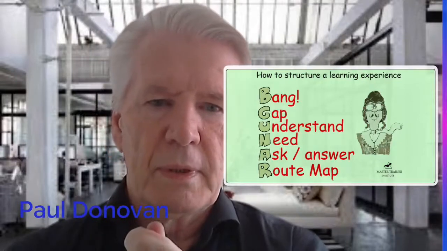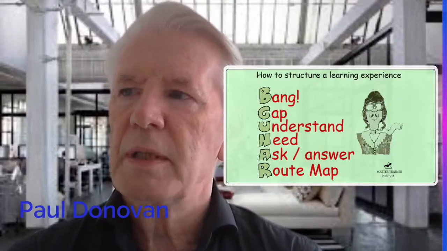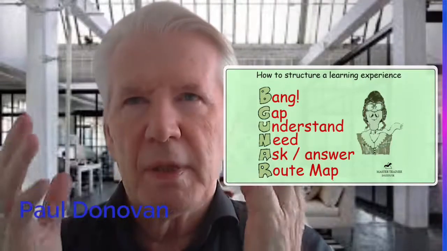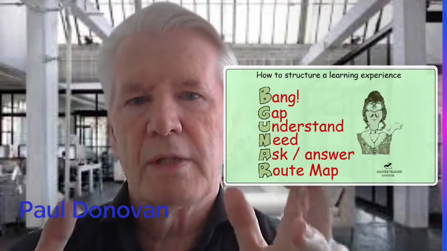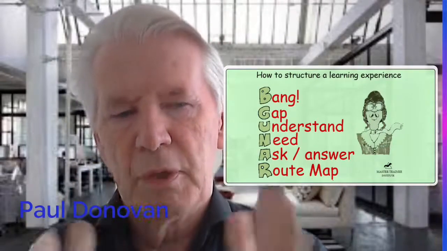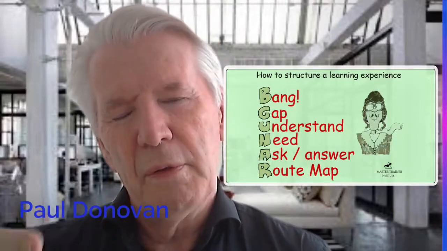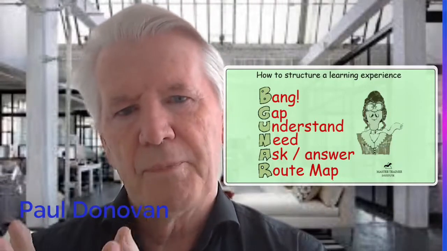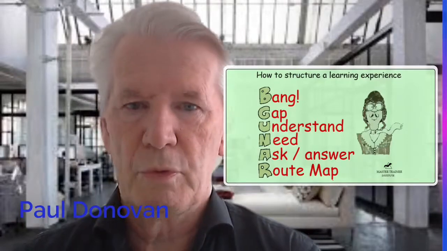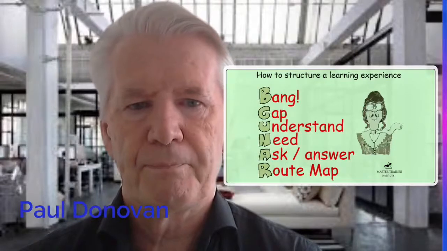And last, before you leave this section, is the route map. Adults learn if they can see in front of them how you're going to answer all these questions. It's all right expressing the gap, showing them the gap, showing them the payoff, etc. But how are you going to close that gap? One way of doing it is to show them a route map as to how this is going to pan out.